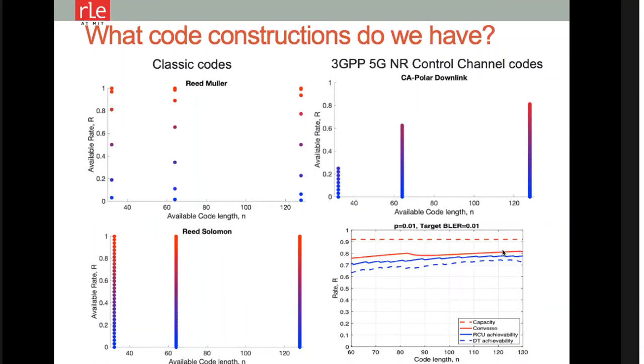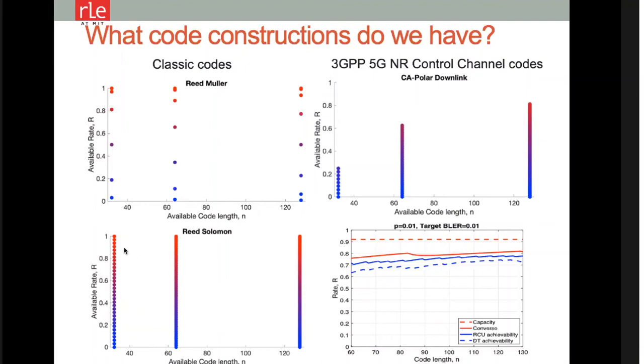But actually, these bounds are not achievable up until now. They're just theoretical bounds. People don't know how to encode and decode. If you look at what traditionally used codes look like, they don't look anything like this. You actually don't have that many code lengths available, and you don't have that many rates available.